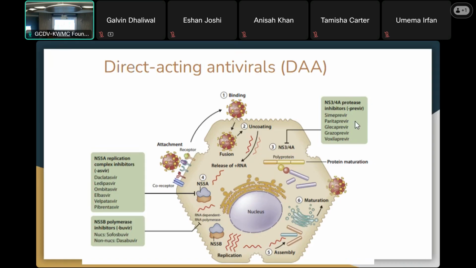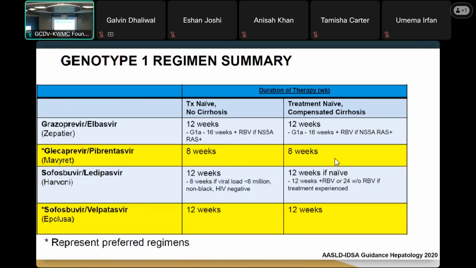Okay. Then there's replication inhibitors, and one of them inhibits the replication complex as shown here, and the other inhibits the enzyme that's needed for replication. So the ones that inhibit the enzyme, they end with BUVIR, and then the ones that inhibit the replication complex, they end with ASVIR. So those are the three different broad classifications for the medications. I don't think you guys need to know beyond that.